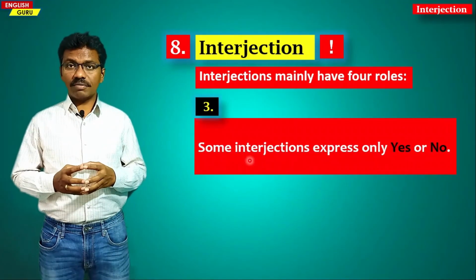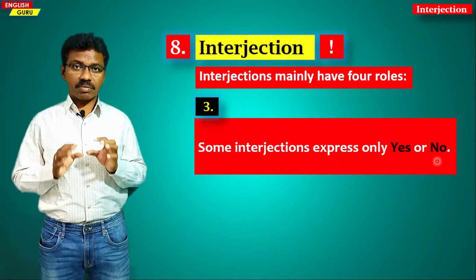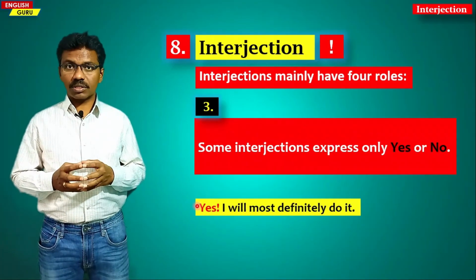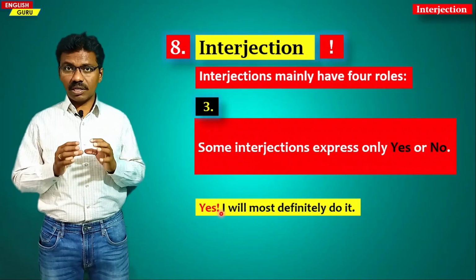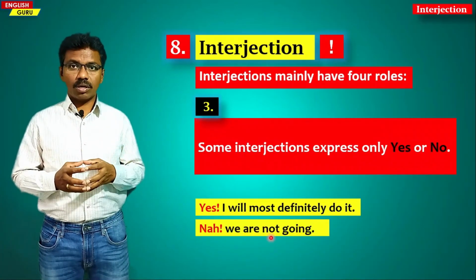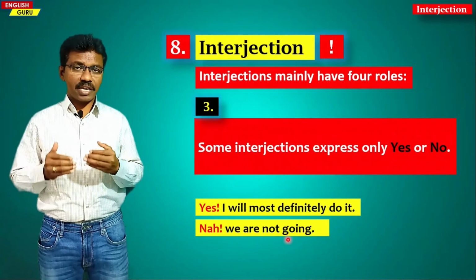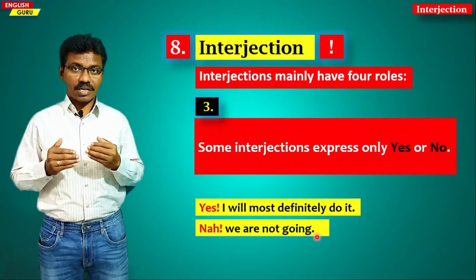The third role of an interjection is that they express simply yes or no. For example, "Yes, I will most definitely do it." So yes is an interjection. It's simply saying yes. Or "Nah, we are not going." Nah is simply saying no. So nah is an interjection.